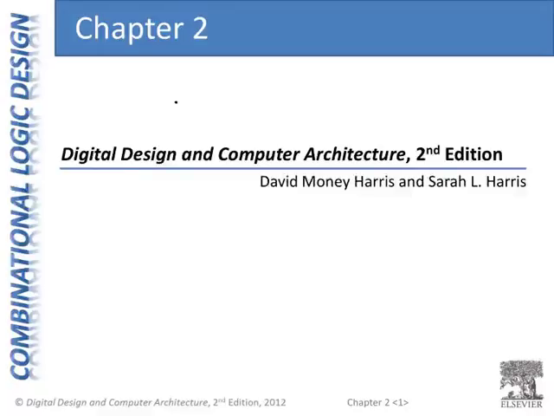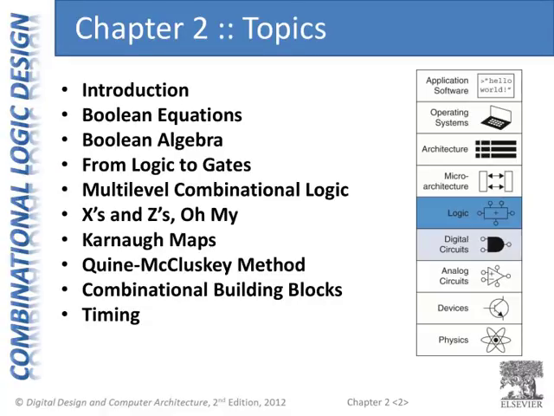This module, Module 4, is the first of several modules covering topics in Chapter 2. Chapter 2 in general covers Boolean algebra and Boolean equations. These equations are the way that we specify the function of a digital circuit. We'll also talk about logic gates, including multi-level combinational logic, and other topics for minimizing equations such as Karnaugh maps and Quine-McCluskey methods. At the end, we'll talk about timing as well.